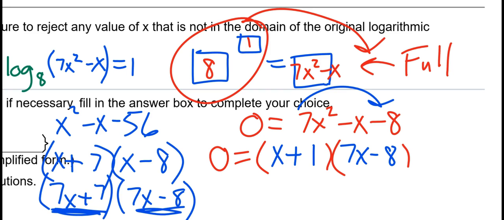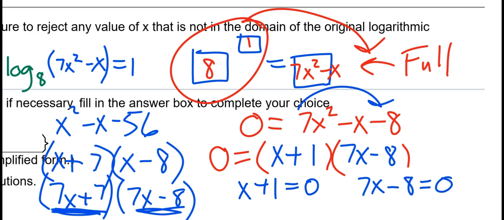Okay. So now what would we do? Set each factor equal to 0 and solve. What do you get? Minus 1, and plus 8. And then you'd add the 8, right? And you divide by the 7, and so that would be x equals 8 over 7.